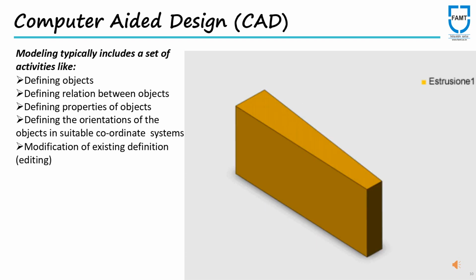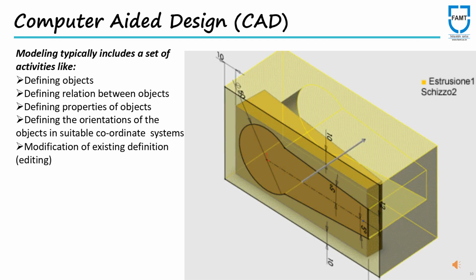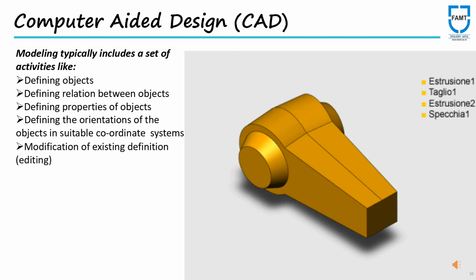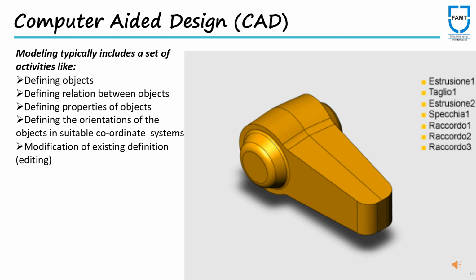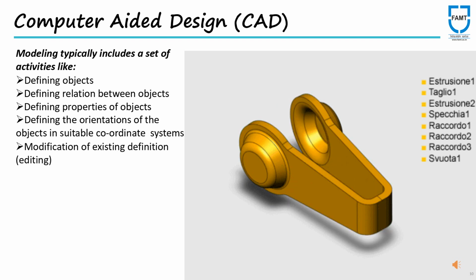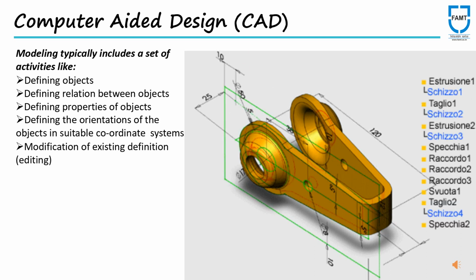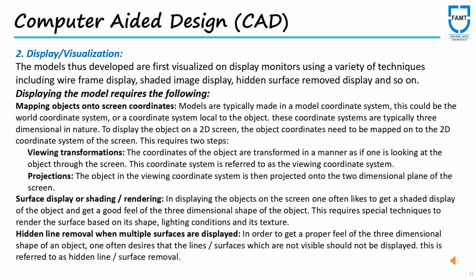Again, in modeling, there is a typical set of activities: define the object first, then define the relationship between the objects, define the properties of the objects, and define the orientation of the objects in suitable coordinate systems. And if you want to edit an existing definition, that also is possible under the modeling activity. Okay. Now, the second major activity under CAD is display and visualization.